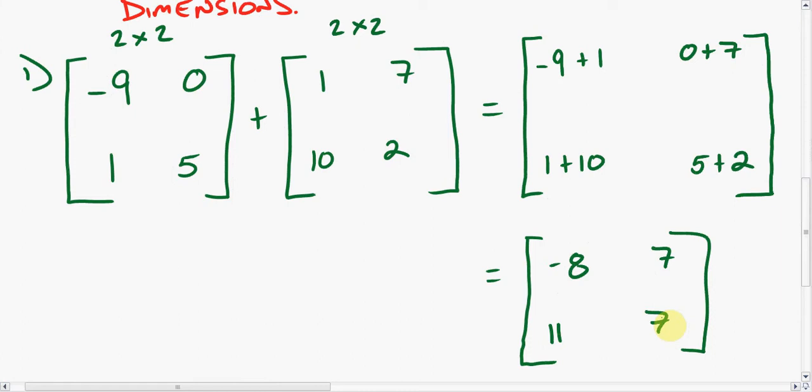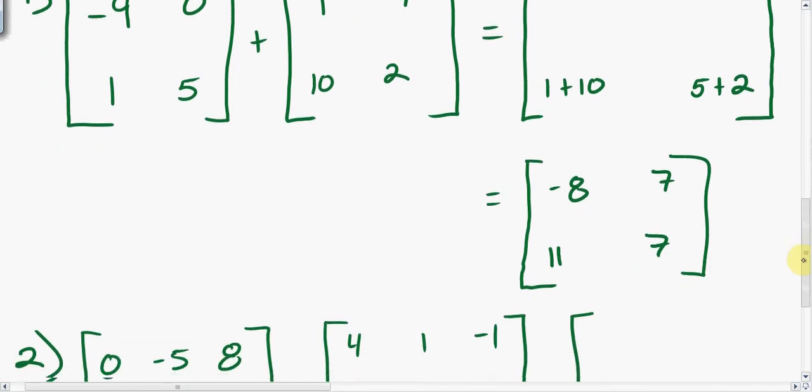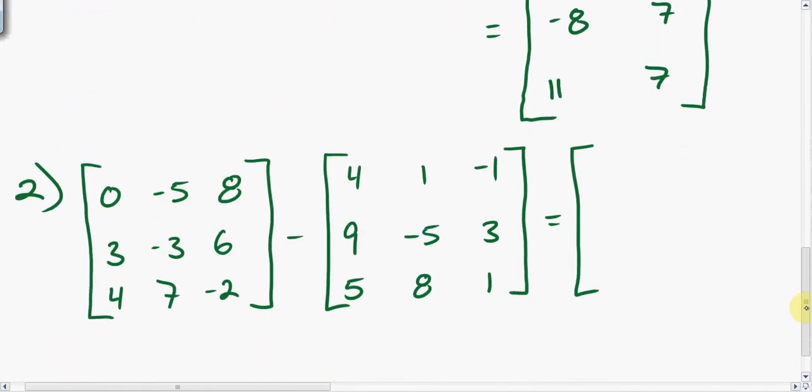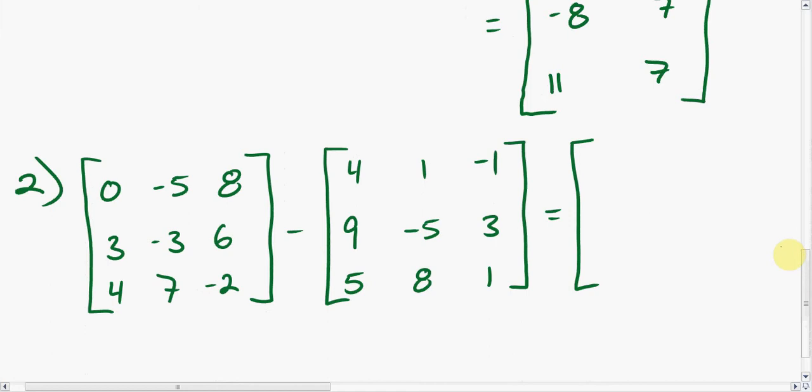Same thing goes with subtraction. The matrices must be the same dimensions. So always check your dimensions. We've got rows by columns. How many rows? 3 by 3. So the size of this matrix is a 3 by 3. Size of this matrix, 3 rows, 3 columns, also a 3 by 3. So if they're the same size, we can subtract them.